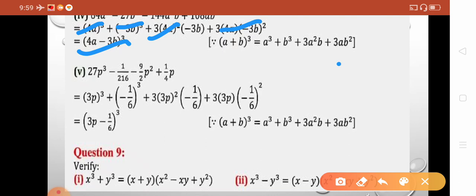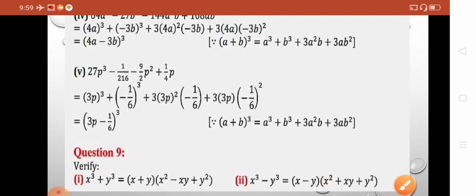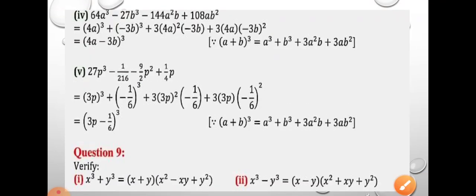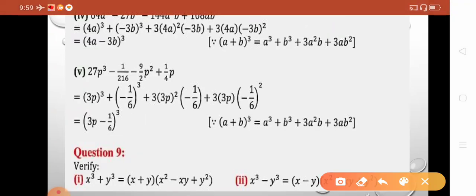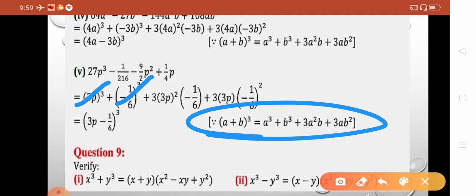The first thing that you should keep in mind is what you should take as the value of a and the value of b here. Now the next question is 27p cube minus 1 by 216 minus 9 by 2p square plus 1 by 4p. We know that 27 is the cube of 3 and 216 is the cube of 6. So we can write the value of a as 3p and the value of b as minus 1 by 6. So we will get the formula 3p minus 1 by 6 whole cube, that is a plus b cube, or you can directly write a minus b cube.